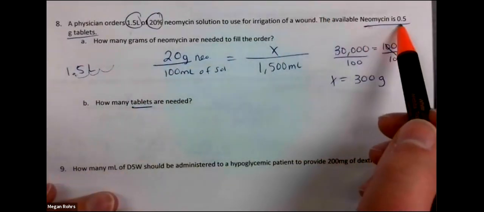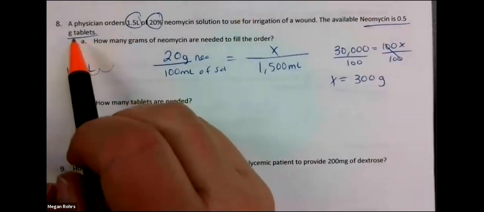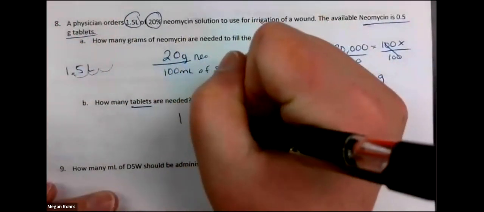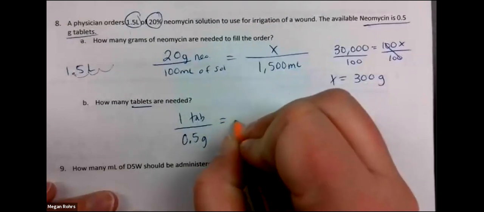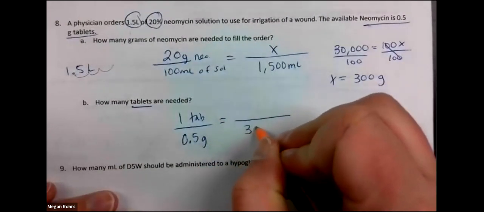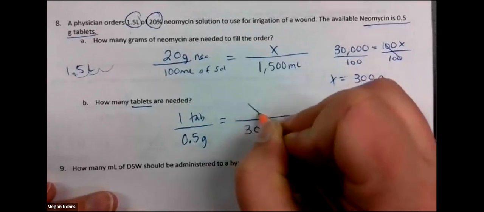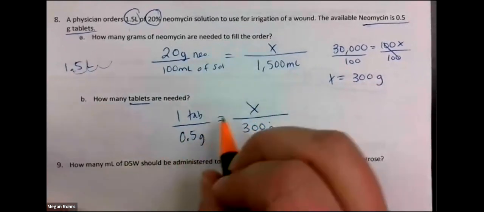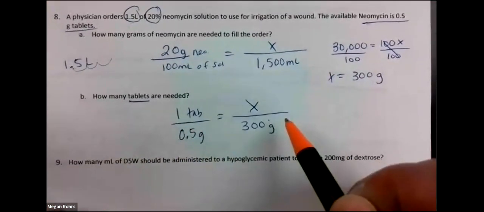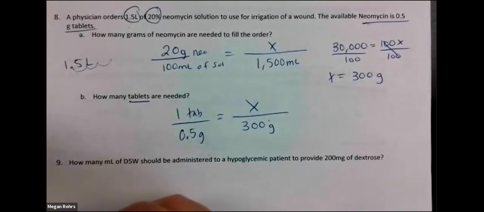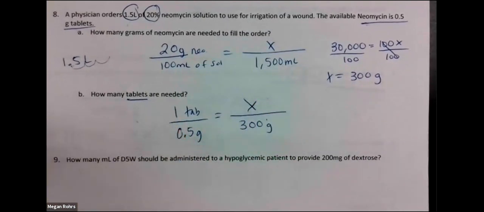Well, we know that our tablets come in 0.5 grams each. So if we know that one tablet is 0.5 grams, we can set that equal to what we need here, which is 300 grams. So when you solve for x here, that's going to be a very, very large amount of tablets. It wouldn't be ideal to use those tablets. We would probably want to order higher strength or see if we can just get the neomycin powder. But regardless, for this example, go ahead and solve for how many tablets are needed for that order.